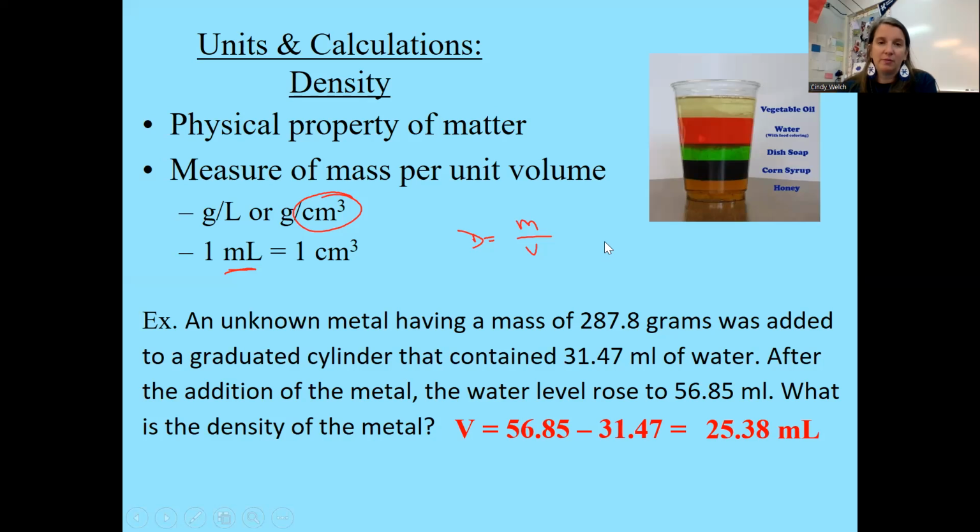Once you get the volume of your object, then you can plug it into your density formula. Density equals mass divided by volume. So you have your mass, you have your volume, you're dividing. So your sig figs are based off of whichever one of these values has the least amount of sig figs. In this case, they both have 4 sig figs, so your answer should have 4 sig figs. You want to make sure you put units on all of your answers. So our answer would be 11.34 grams per milliliter.